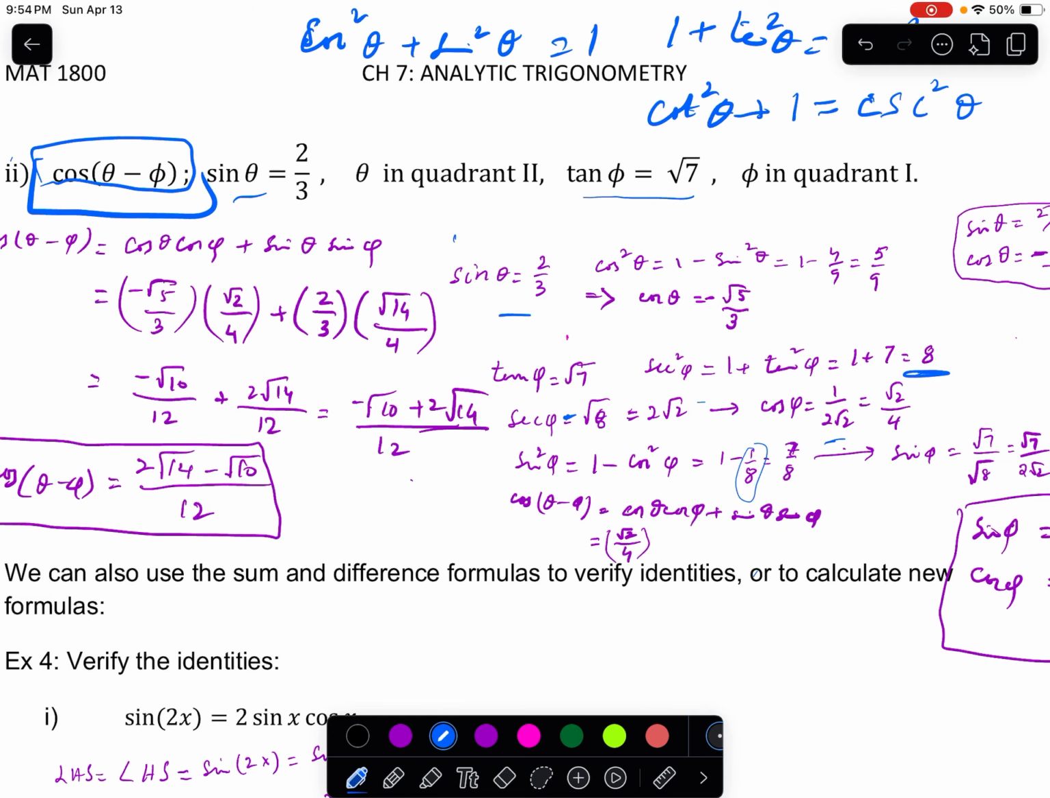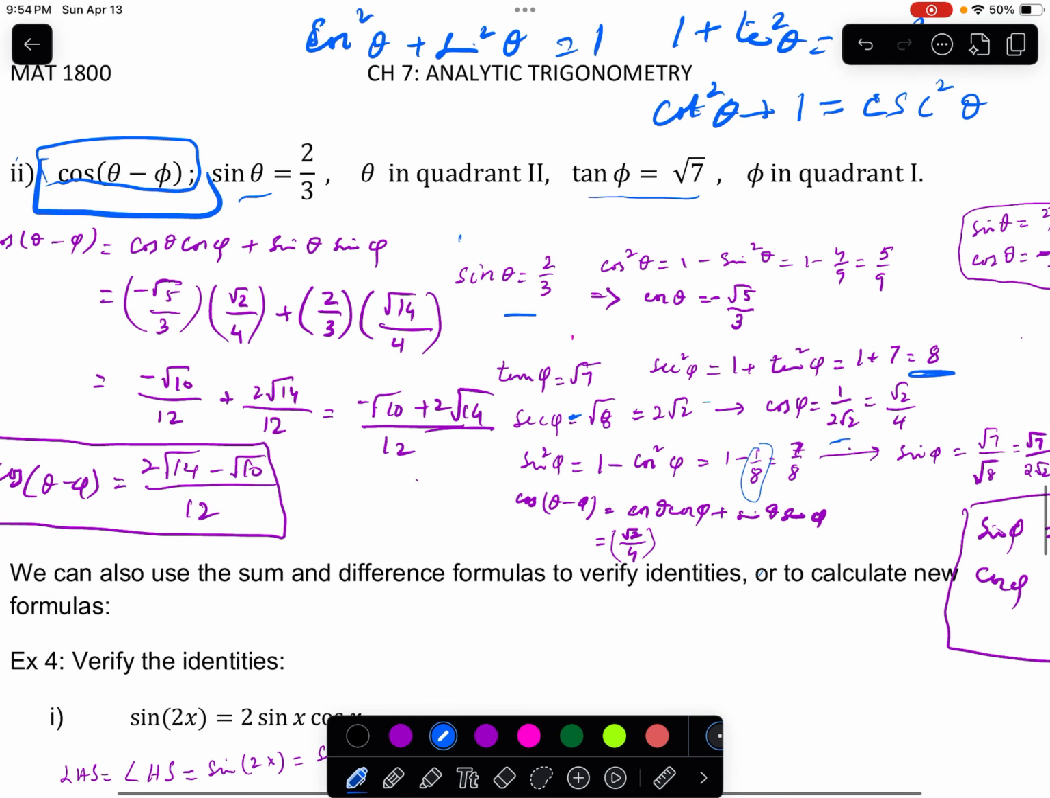So we have cosine of theta minus phi, which is cosine theta cosine phi plus sine theta sine phi. Plug in the values and we end up getting this as our result. You should be able to do this problem with the triangle method and see that you get the same answer.